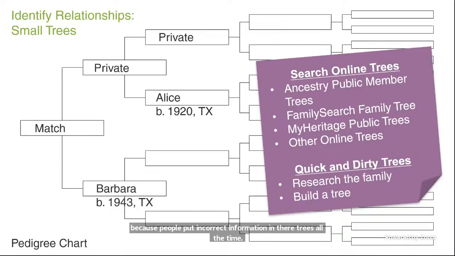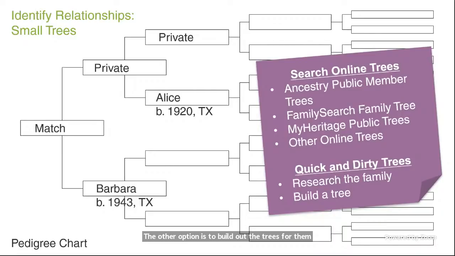The other option is to build out the trees for them, actually do the research. We sometimes call these kinds of trees quick and dirty trees because they are a little bit more reliant on hints than I usually would do. I will follow a few more hints, and I'm not going to do really serious, good research where I keep a research log and everything, because I'm just trying to fill out everything on all of their lines until I can spot the common ancestor, and then I can go back and prove that with better research. But otherwise, it's going to take too long.